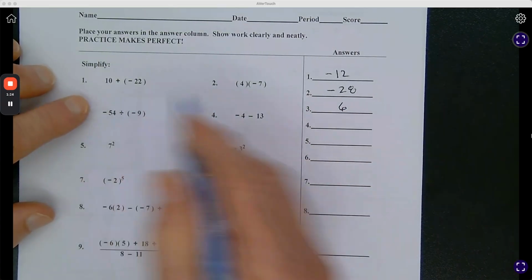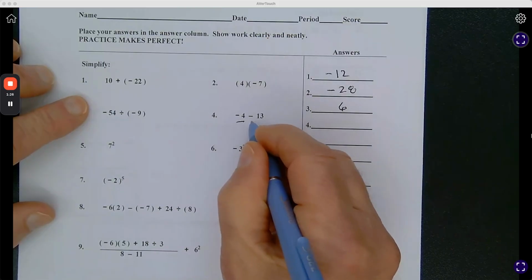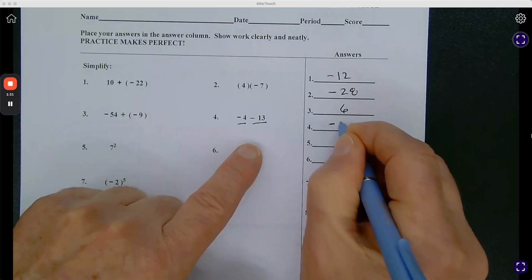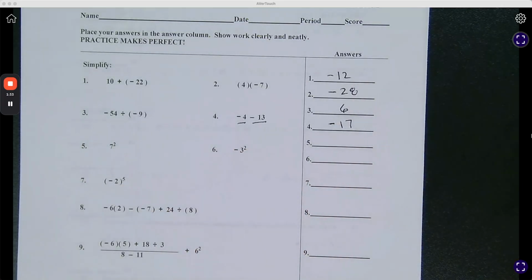Here's that situation I was talking about earlier. You have 4 negatives and then 13 negatives. So notice you're just combining a bunch of negatives. So you have now 17 negatives.